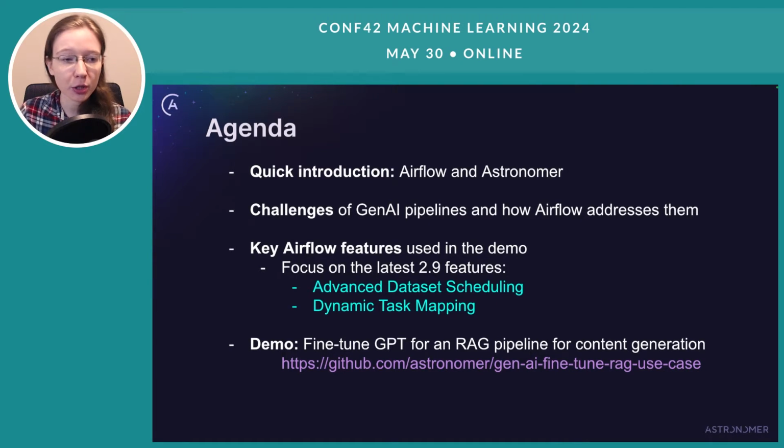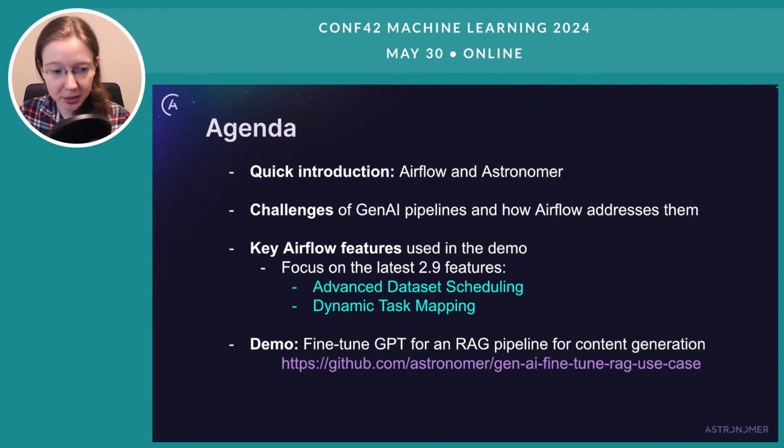Next, I will cover some key Airflow features that I think you should know when you are creating generative AI pipelines, especially features that I used in the demo code. So wanting to help you to understand the demo better. I will specifically focus on two features that got a major update in the latest Airflow release. Airflow 2.9 came out a little over a month ago, and there were significant updates to advanced dataset scheduling as well as dynamic task mapping that I will cover in the slides.